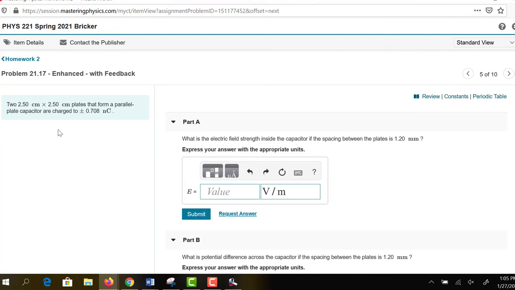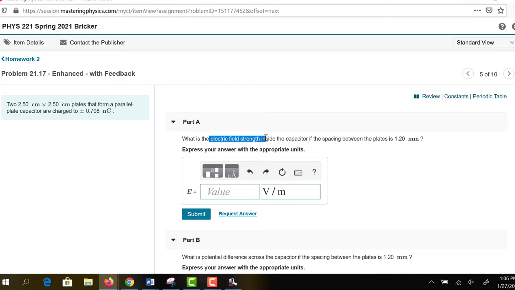So this one we have two 2.5 centimeter by 2.5 centimeter plates that form a parallel plate capacitor. Okay, so we can use this to get the area of the plate. Just be careful, we've got to put it in meters. Charged to plus or minus 0.708 nanocoulombs. So one plate has plus 0.708 nanocoulombs, the other negative 0.708 nanocoulombs. What is the electric field strength inside the capacitor?